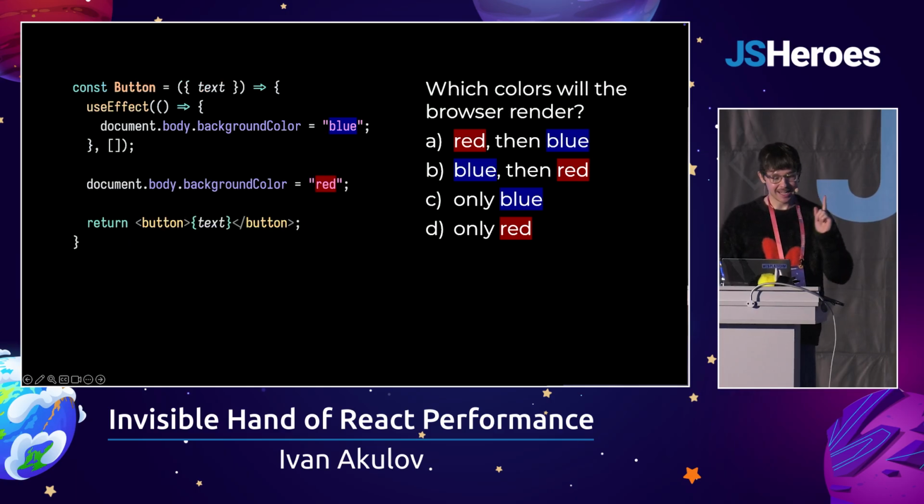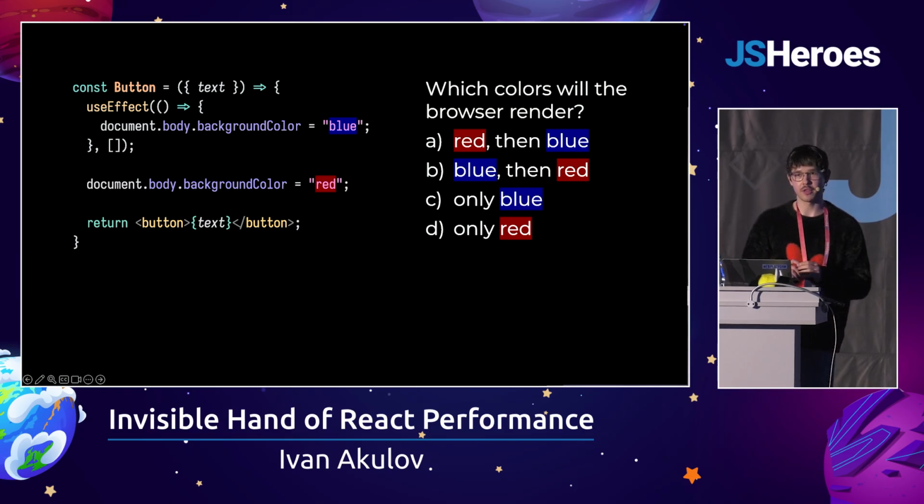But now I have this code. This is the same code, same component, but instead of componentDidMount, it uses useEffect. My question is still the same. Which colors will the browser render? Take another moment to think.